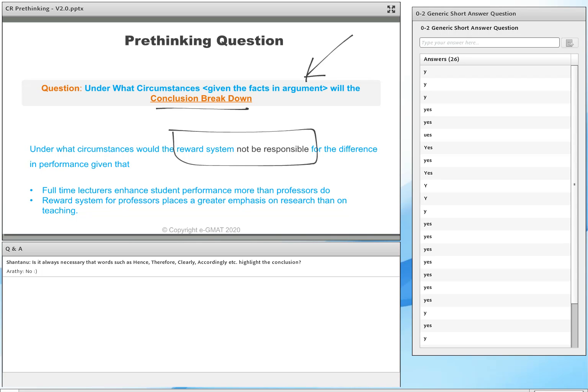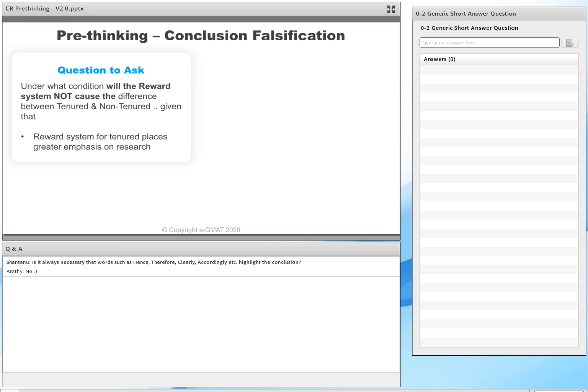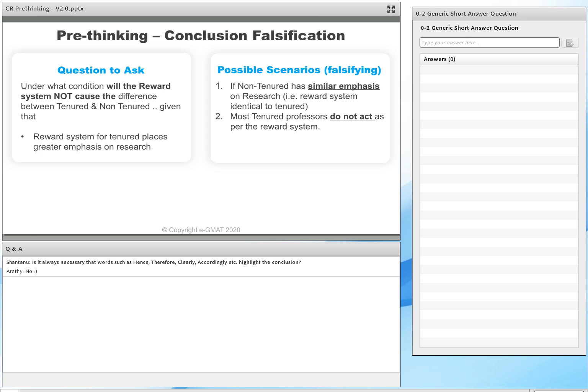Or under what circumstances can I not blame the reward system for the difference in performance, given that I know that full-time lecturers do a better job, and I know that the reward system for professors places more emphasis on research, that's 60% emphasis on research and 40% emphasis on teaching. That's my falsification question that I'm going to ask. So again, the same question: under what circumstances can I not blame the reward system for that difference, given that there's a greater emphasis on research?